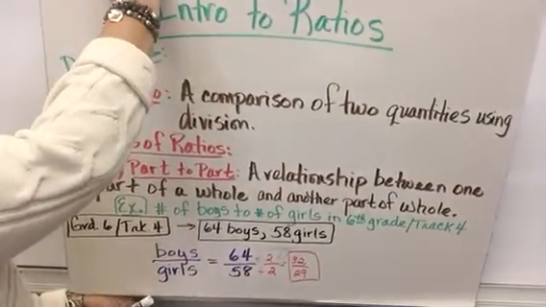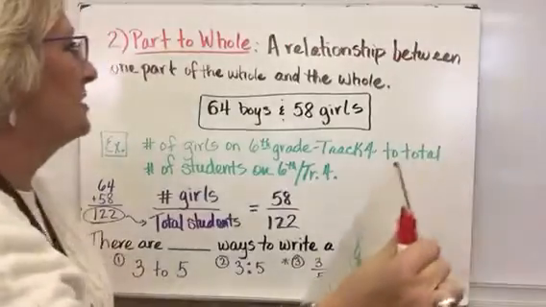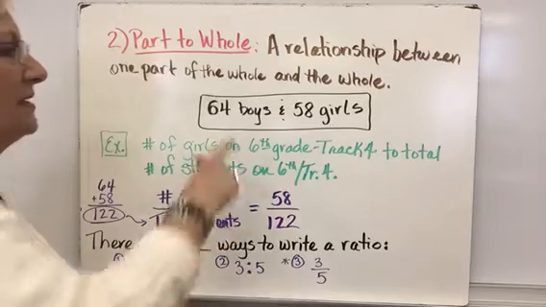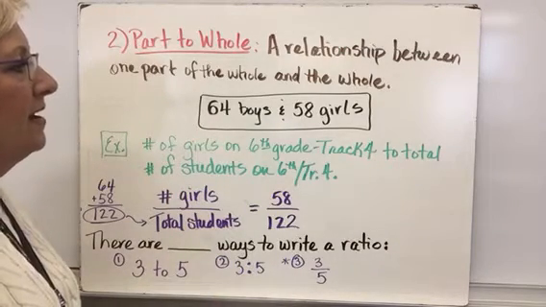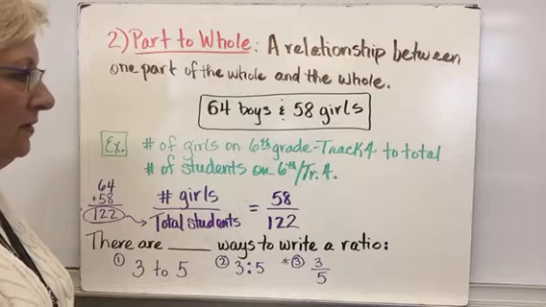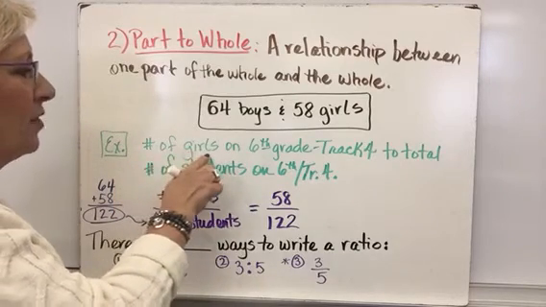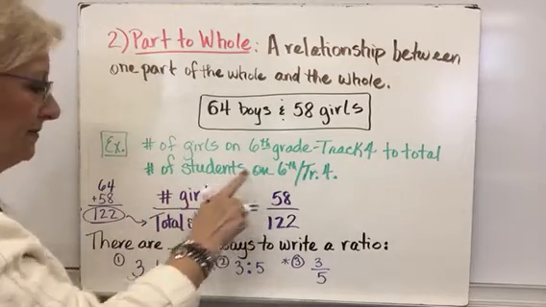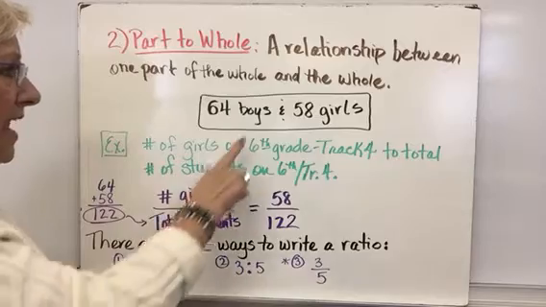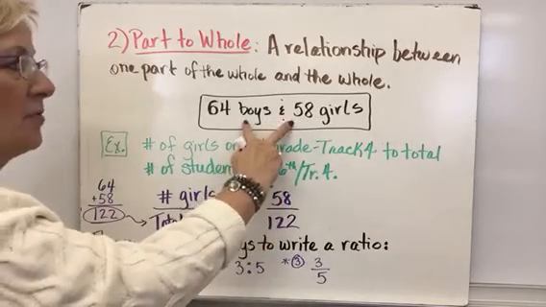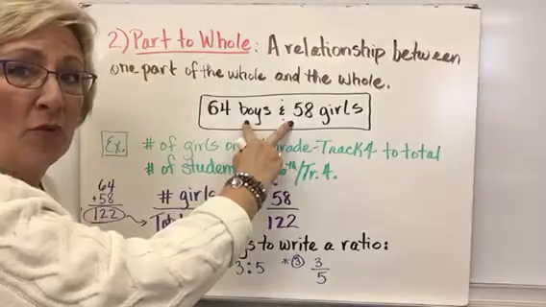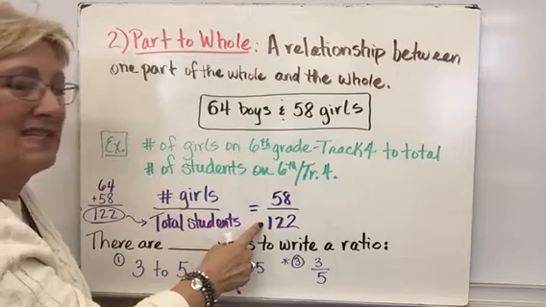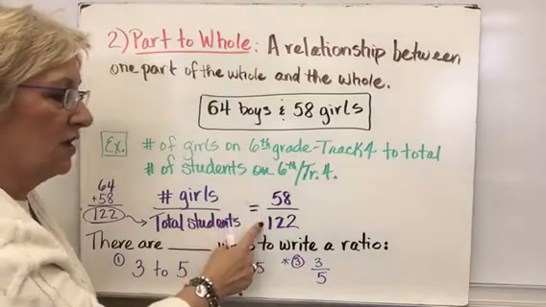Now we're going to talk about a part to a whole, a relationship between one part of the whole and the whole. So here we've got the same example. You've got 64 boys and 58 girls. If I'm looking for the number of girls on the 6th grade track to the total number of students, I'm going to look at the number of girls, which is 58, and the total number of students, which is the girls and the boys added together, which I did over here on the side, is 122. So it's 58 to 122.